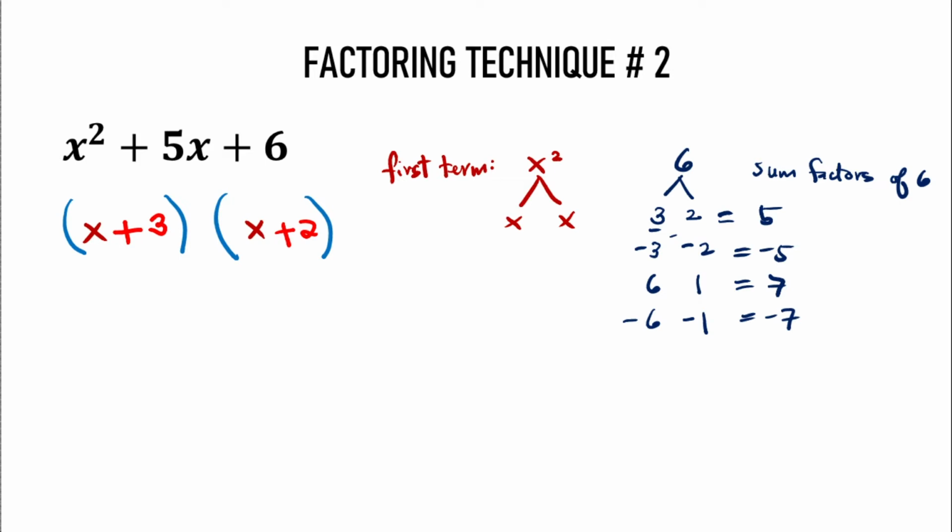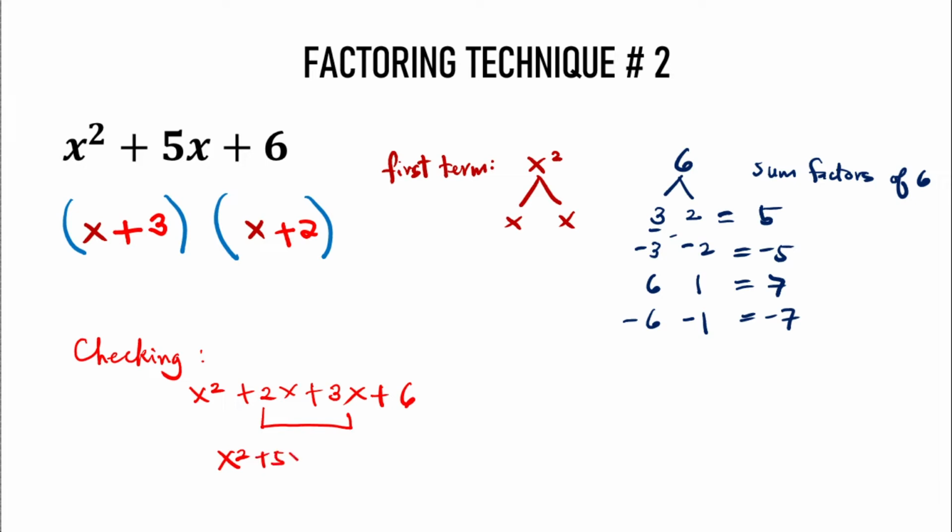Now, we're going to check if tama yung factors natin. Pag-check, gagamit lang tayo ng FOIL method or distributive property. I-multiply natin yung x saka yung x, magiging x squared. X times positive 2, positive 2x, positive 3 times positive x, plus 3x, and positive 3 times positive 2 is positive 6. I-add natin yung like terms. So, magiging x squared plus 5x plus 6 equals 0. Ibig sabihin, tama yung dalawang factors natin.